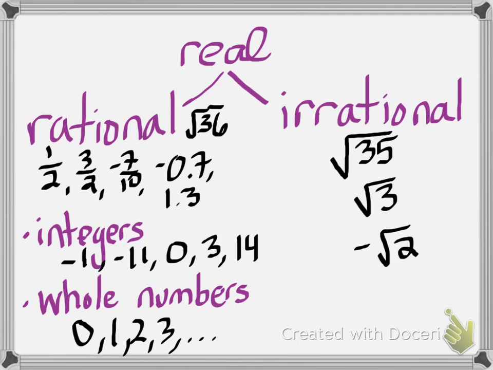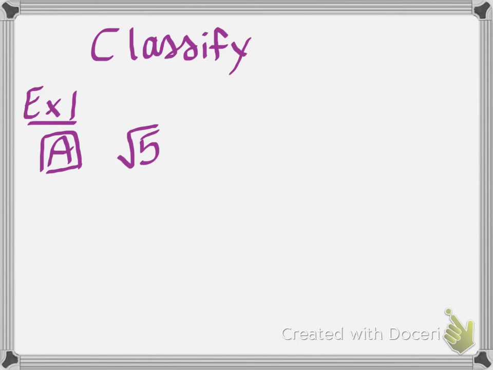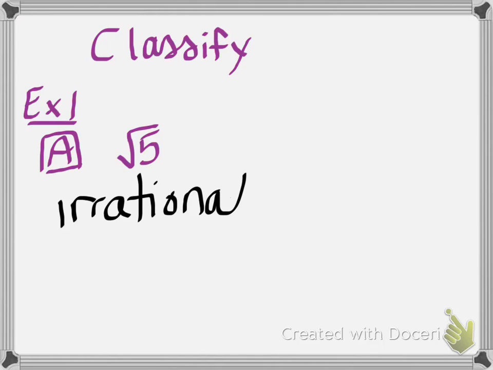Everything else is pretty much a rational number, and then you can classify it even further as an integer or maybe even as a whole number. So that's what we're doing. We're classifying numbers. So you'll be given an example 1. So here's example 1a, square root 5. It's a square root, and it's not a perfect square root. That means this is an irrational number. And that's all that you would have to do for example 1a.